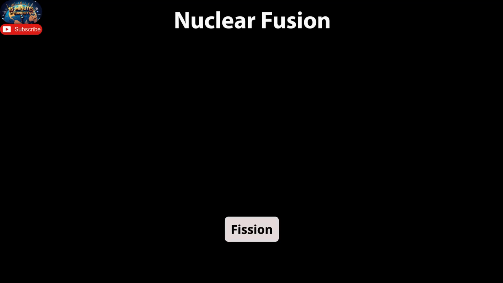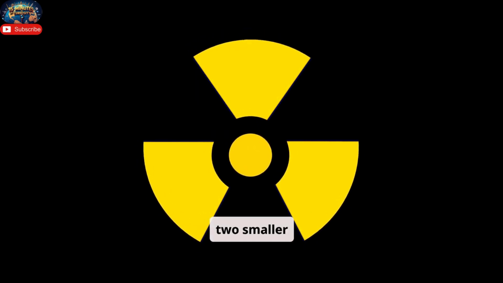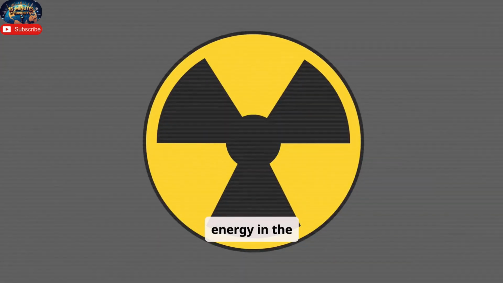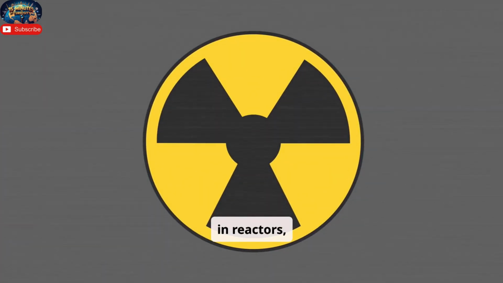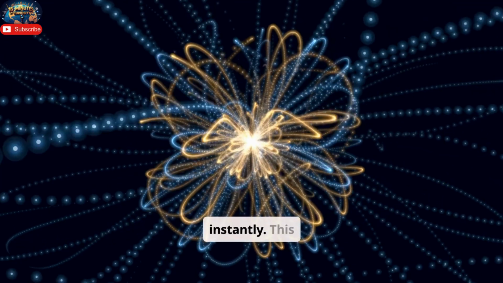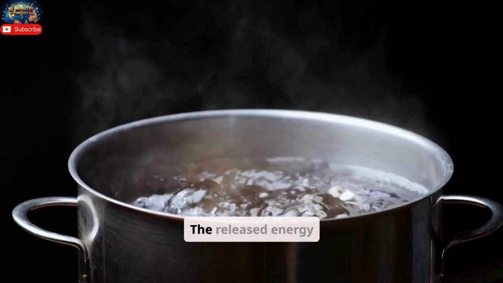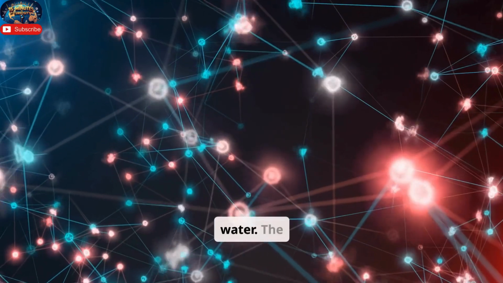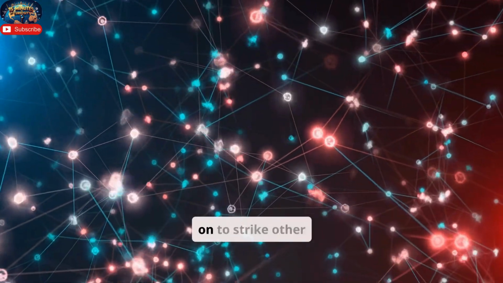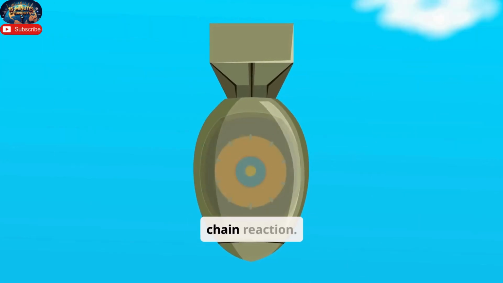The basics of nuclear fission. Nuclear fission happens when the nucleus of an atom divides into two smaller nuclei, releasing a large amount of energy in the process. When uranium-235, one of the isotopes commonly used in reactors, absorbs a neutron, it becomes unstable and splits almost instantly. This split releases two key things: energy and more neutrons. The released energy appears primarily as heat, the same kind of heat that can boil water. The neutrons, meanwhile, can go on to strike other uranium nuclei, causing them to split as well. This sets off a chain reaction.